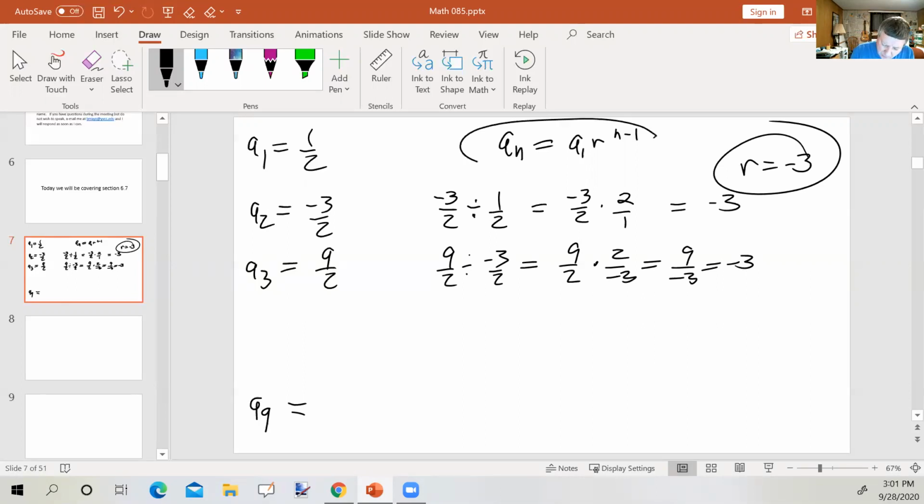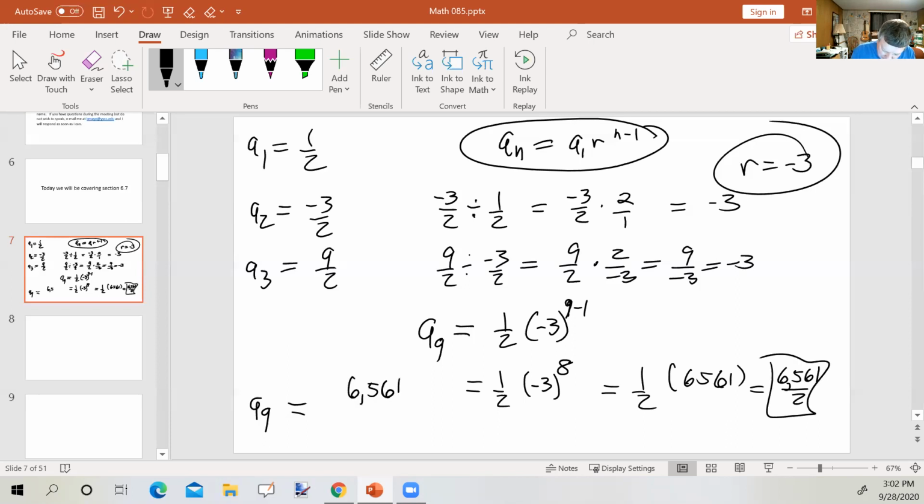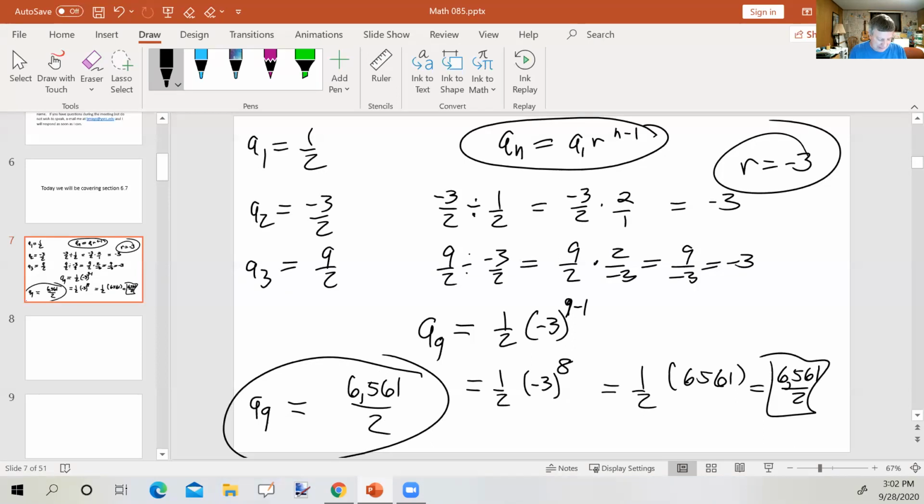Now, I'm going to take this formula and put in a sub 9 equals a sub 1, which is 1/2, times r, which is negative 3, to the n minus 1. In this case, since we're finding the ninth term, n is 9. So that's 9 minus 1. So I've got 1/2 times negative 3 to the 8th power. Now, on my calculator, I'm going to say parentheses, negative 3, close it up, to the 8th power, and I get 6,561. Okay, times a half would be 6,561 over 2. So 6,561 over 2 is a sub 9.